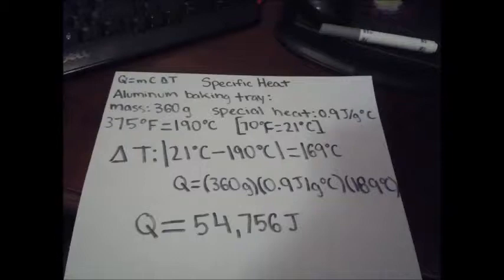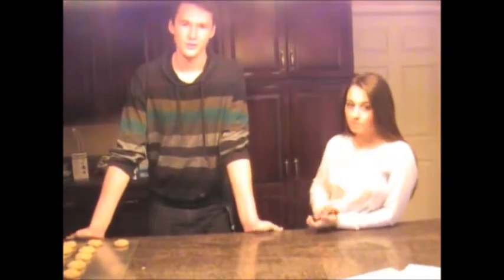And lastly, the change was temperature from 21 degrees Celsius to 190 degrees Celsius, which is a difference of 169 degrees. By multiplying the 3 variables together, we found that the energy of the reaction was 54,756 joules. Mixing the ingredients together makes up a physical change. The chemical reaction occurs in the oven, because heat energy causes the ingredients to chemically bond.